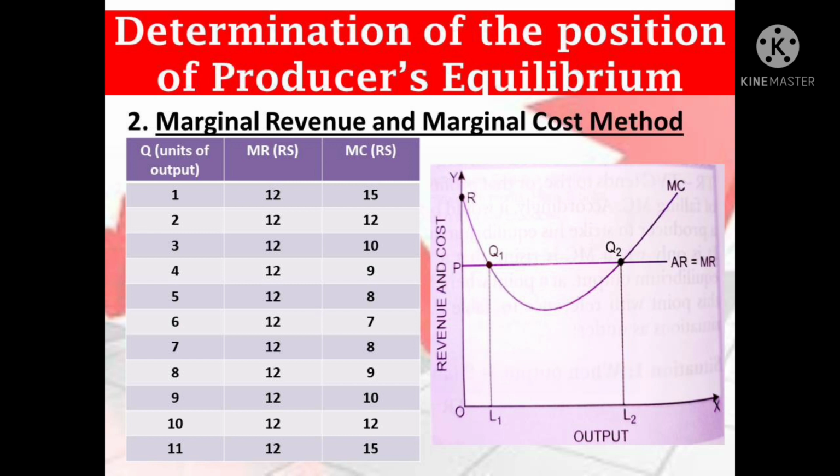However, in situation 1, when output equals 2 units, MC is falling, while in situation 2, when output equals 10 units, MC is rising. So as we have noted earlier, a producer will strike his equilibrium only when MC is rising.